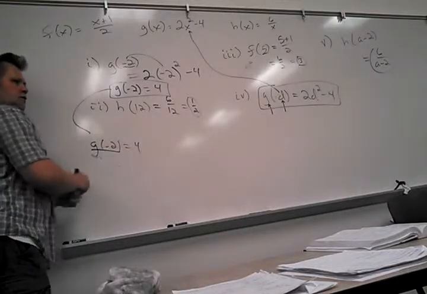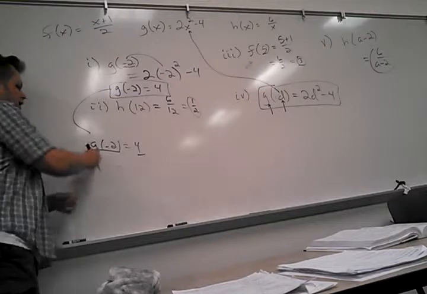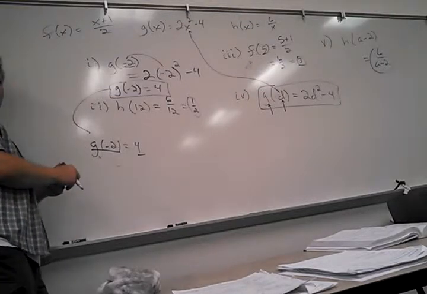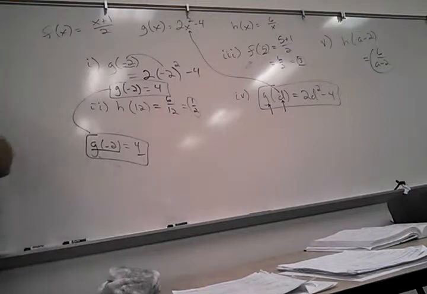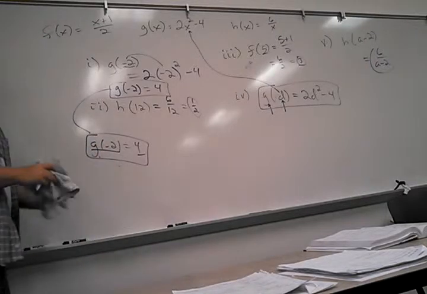I know what g of negative 2 is. It's 4. I can't solve for g. g is not a number. g is a function. I stop there. Okay, good. So don't do that. That's the quickest way to make them cry tears of pain, is to try to divide that and go further.